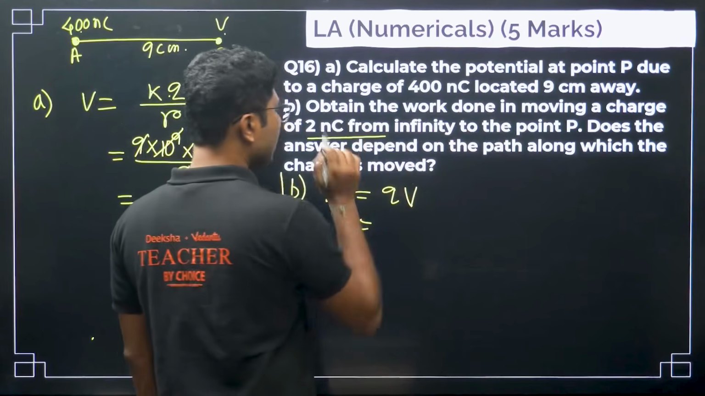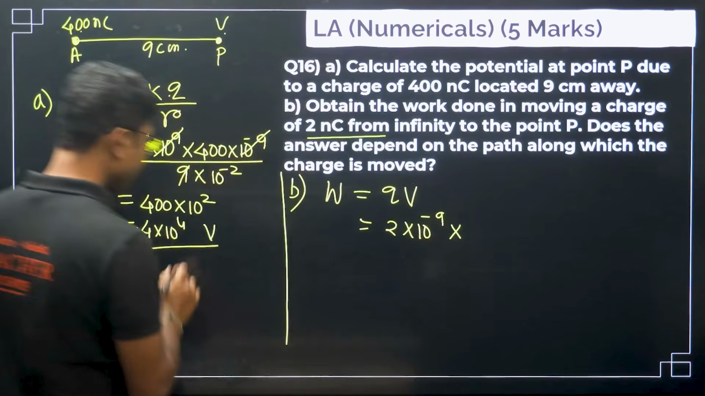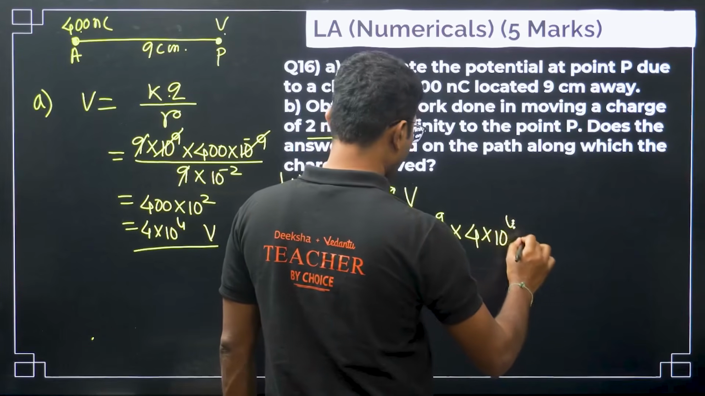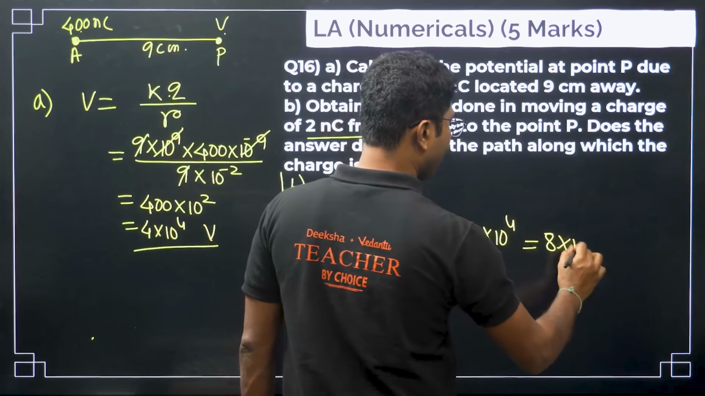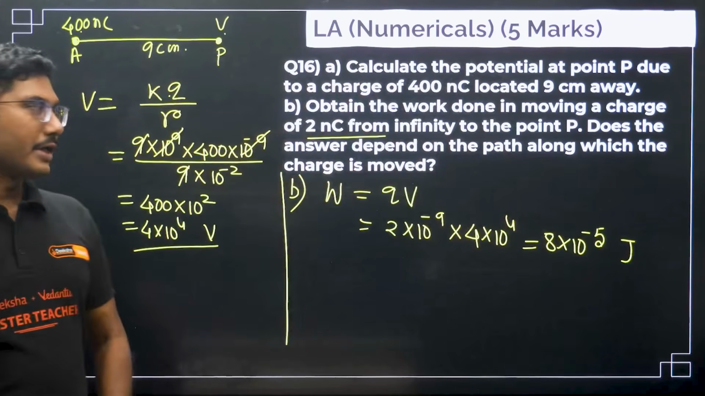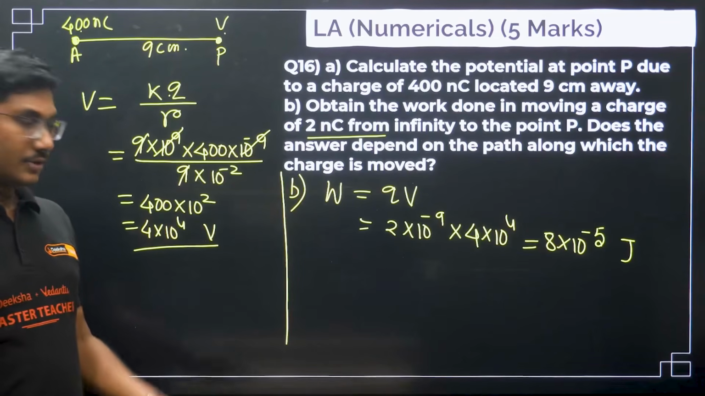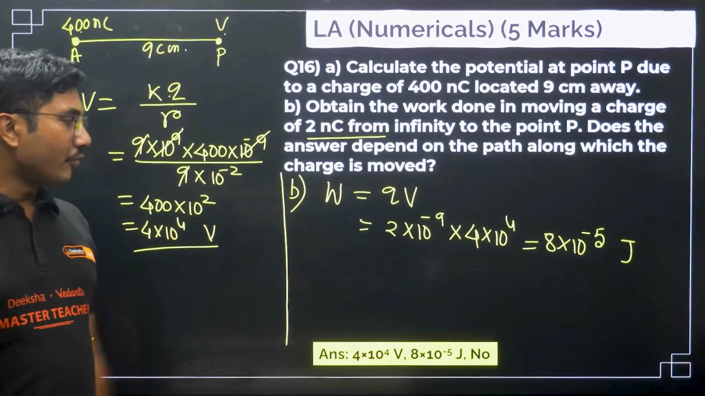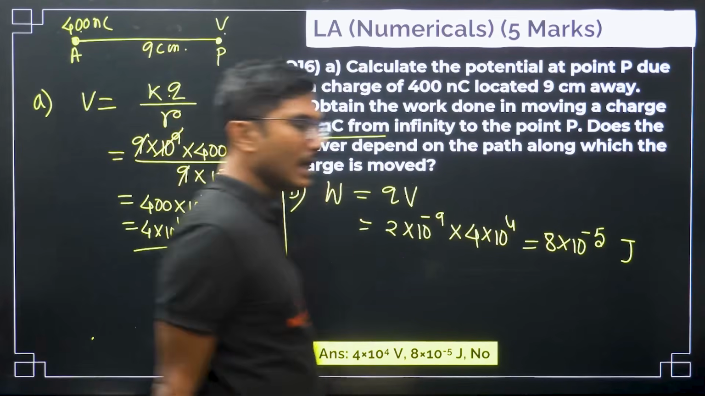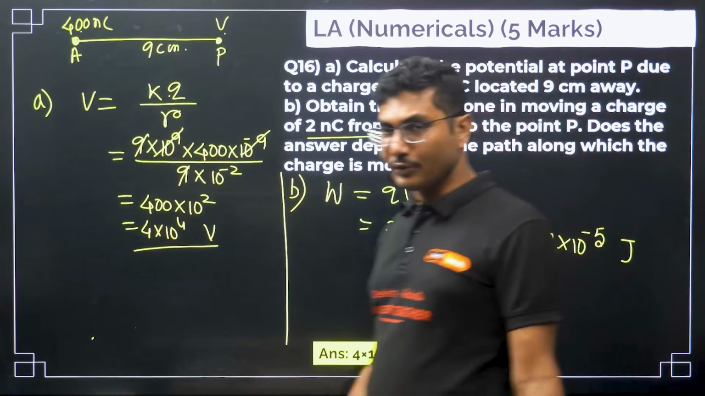What is Q? Q is 2 nanocoulomb. 2 into 10 to the power of minus 9, and voltage is given by 4 into 10 to the power of 4. So it will be 8 into 10 to the power of minus 5 joules. Very, very important. This is the unit of work is joules. Okay, so 4 into 10 to the power of 4 volt, 8 into 10 to the power of minus 5 joules, and obviously this is a conservative force. Conservative force means electrostatic force is a conservative force.